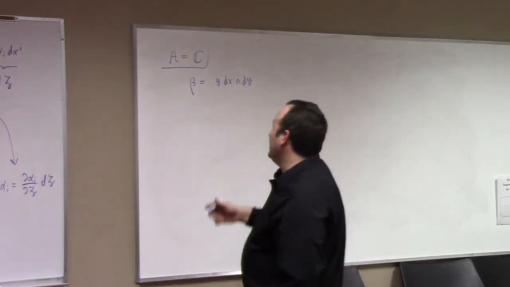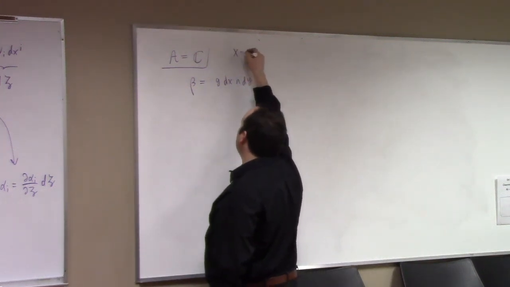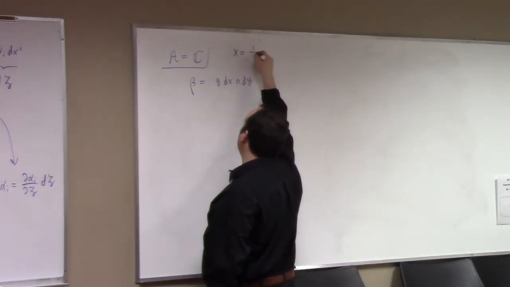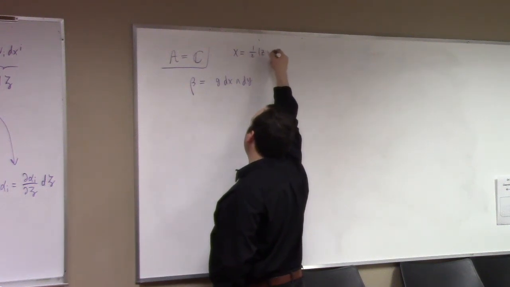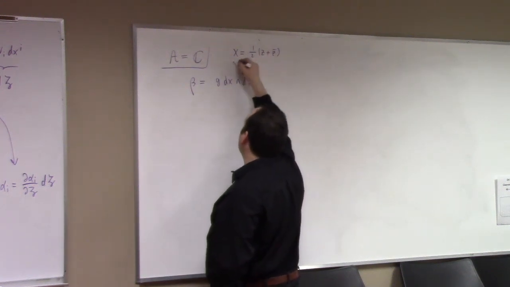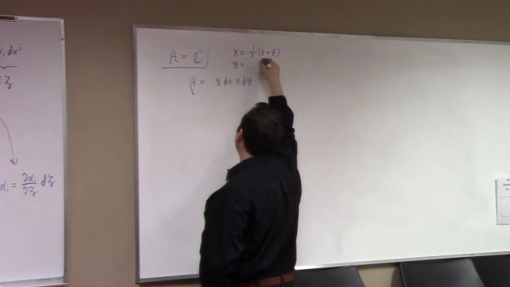Right? And then you guys remember x is equal to what in terms of z? It's 1/2 (z plus z bar), yes? And y is, what is it? 1/2i (z minus z bar), yes, no?